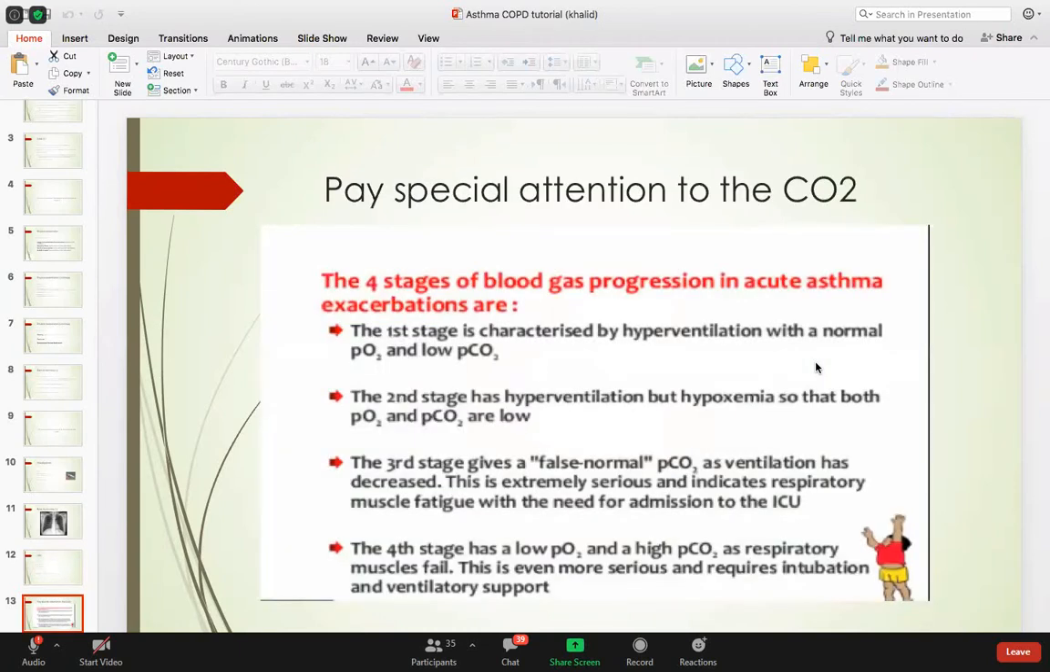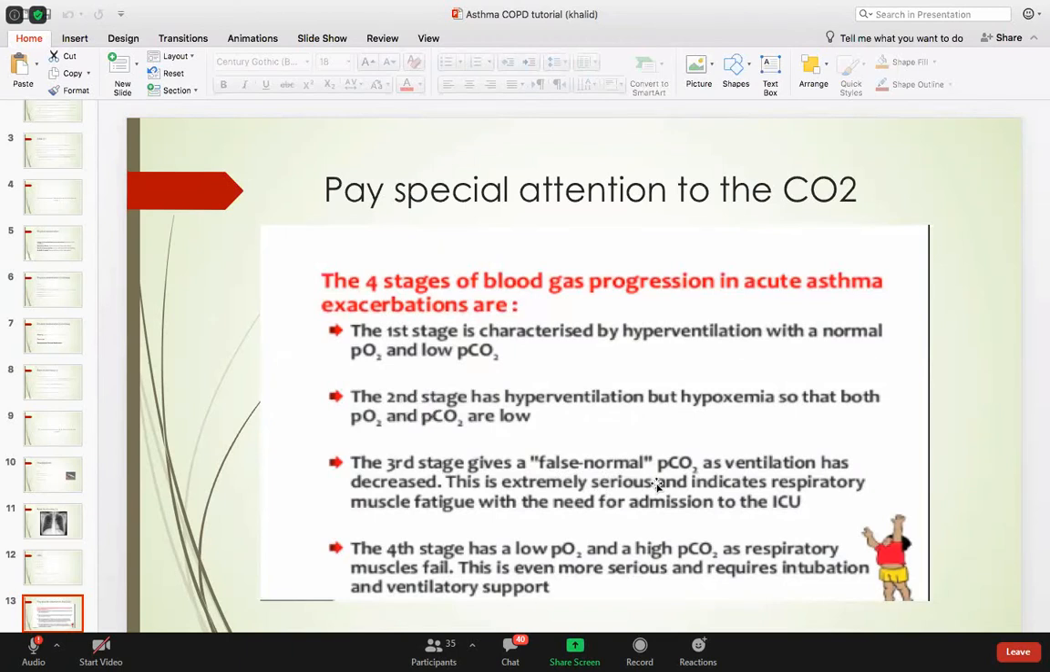Okay. So in someone with asthma exacerbation, there are phases of CO2. The first is when they are hyperventilating. That means they have a normal oxygen and low CO2 because they are washing out their CO2. So this is stage one. The second stage is when you will have hypoxemia as well as low CO2. And then the third is when you start to see normal CO2.